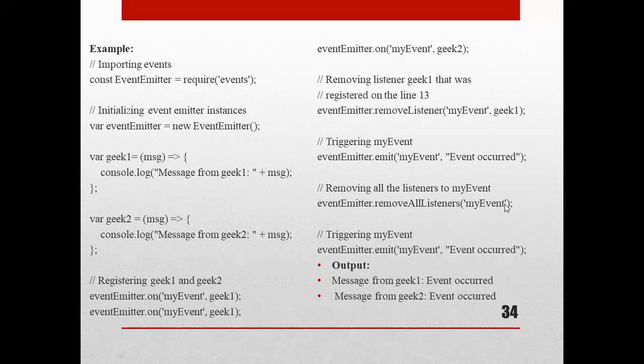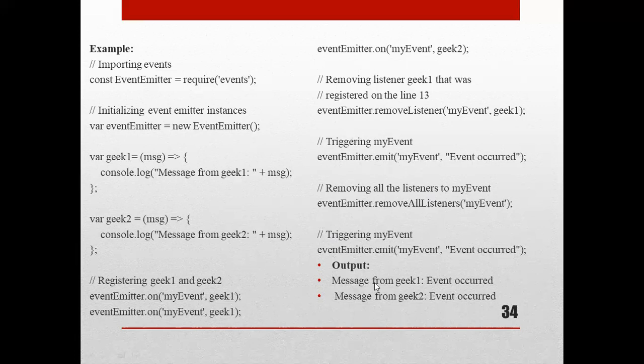Here you can see we have just given that event as myEvent. And then we are going to trigger another event, eventEmitter.emit myEvent, comma, error occurred. So here you can see we have given that message, error occurred. After executing this we will get output as message from jig1, because we have registered this event listener twice. After that we have removed this listener, and we are remaining with jig1 and jig2.